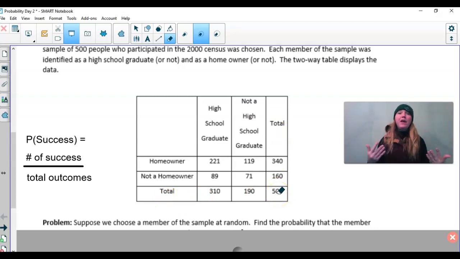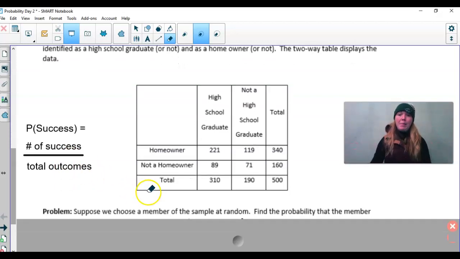Second, how do you figure out basic probability? The probability of success is equal to the number of successes over the total outcomes. And I want to be clear that a success is not always a good thing. What's the probability that you'll get struck by lightning? Not to be morbid or anything, but in this case, the success would be being struck by lightning. So I'm just saying that we call it a success. It's not always a win, it's just what we're looking for.